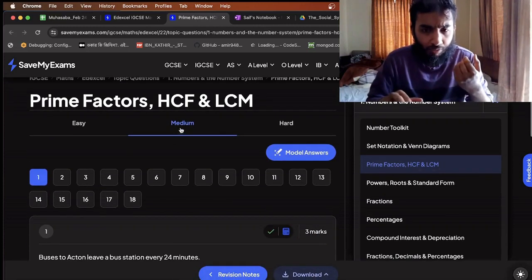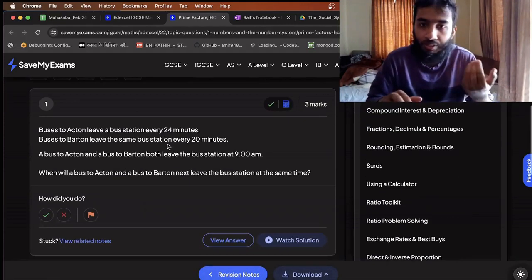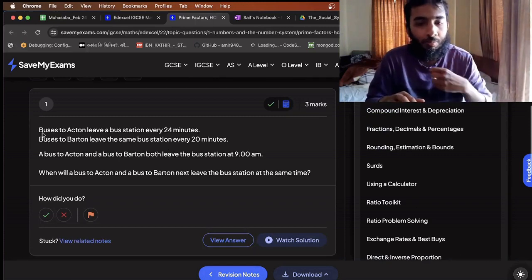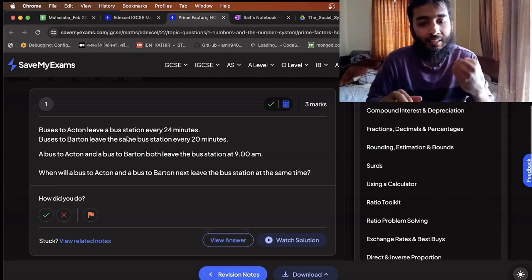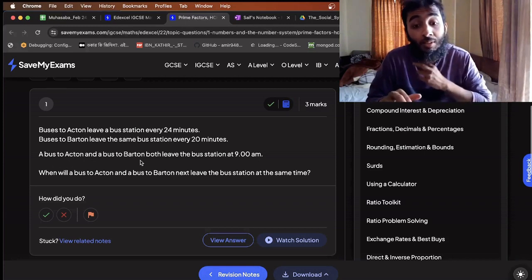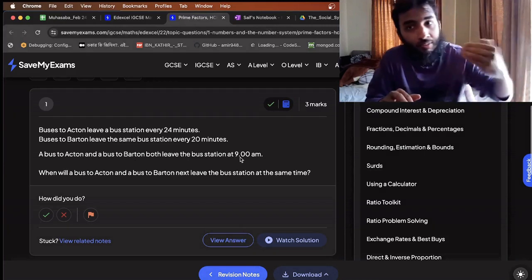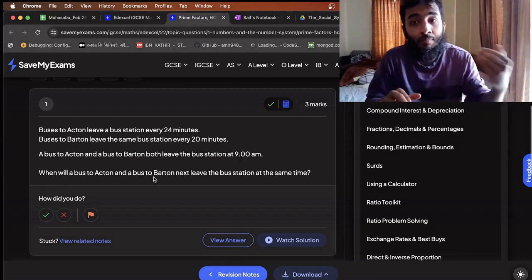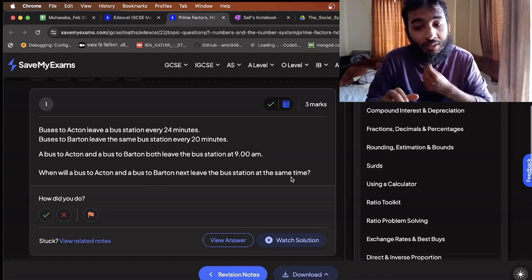So I'll focus on the medium category and the first sub problem, which is very simple. Let's read the problem: buses to Acton leave a bus station every 24 minutes. Buses to Barton leave the same bus station every 20 minutes. A bus to Acton and a bus to Barton both leave at 9 a.m. When will a bus to Acton and a bus to Barton next leave the bus station at the same time?